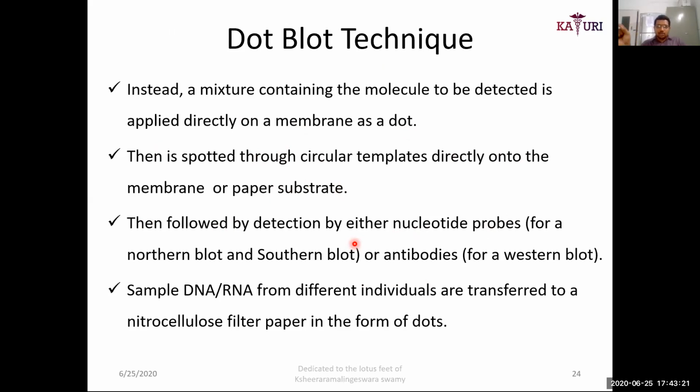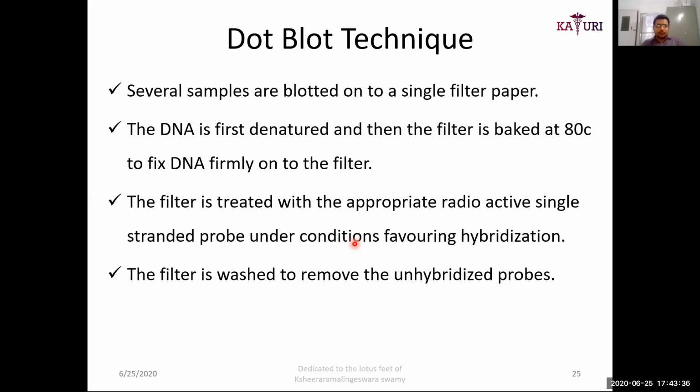So you use those complementary DNA or RNA or those antibodies only. So if it is there, it is binding. If it is not there, it's not binding. Okay, so it makes the process easy, and the cumbersome process of separation, fragmentation, and all, it can be avoided. Okay, so several samples are brought in a single paper.